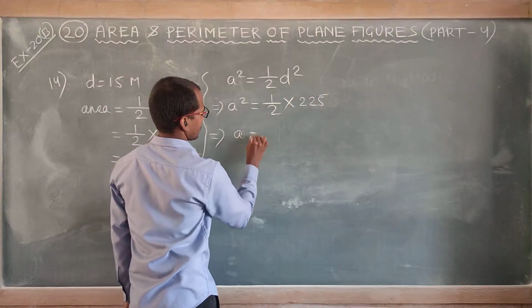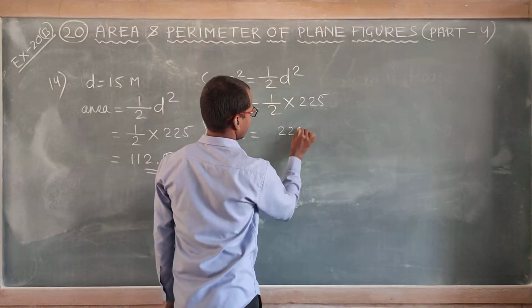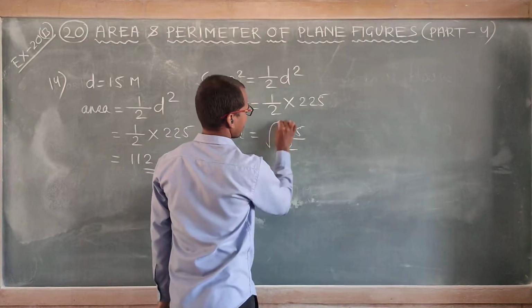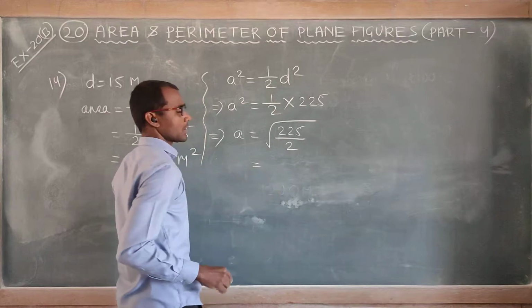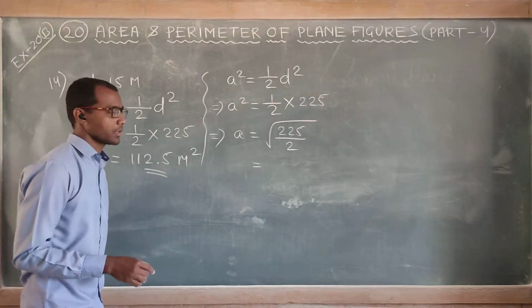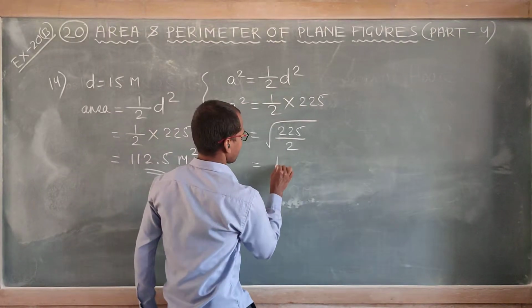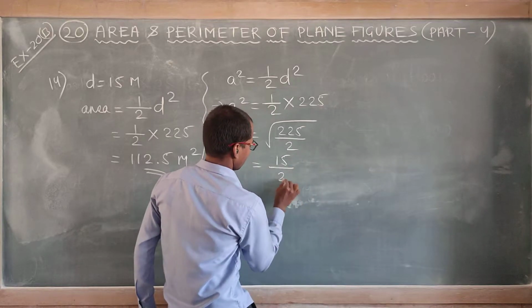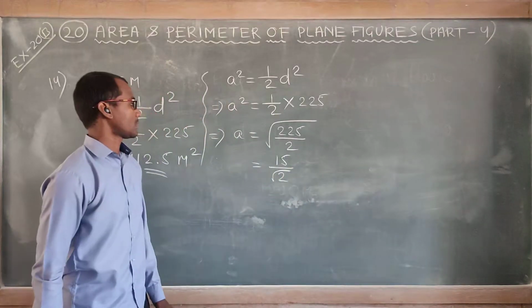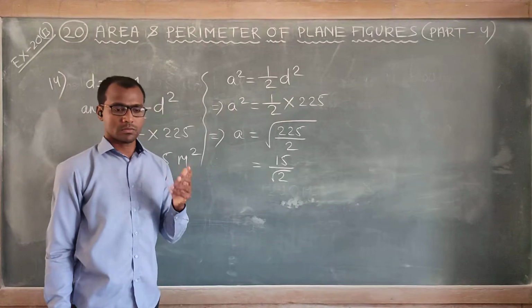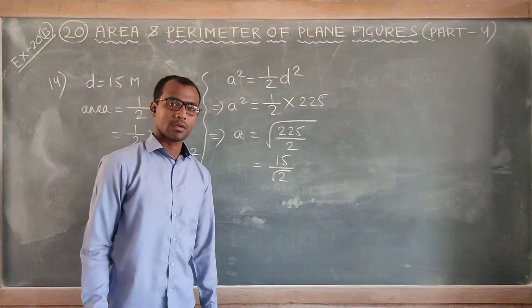Okay, a is equal to 25 by 2 square root. Square root of 25 by 2. Okay, the square root of 25 is 5, so a is equal to 5 by root 2. Okay, now we can go for the perimeter.